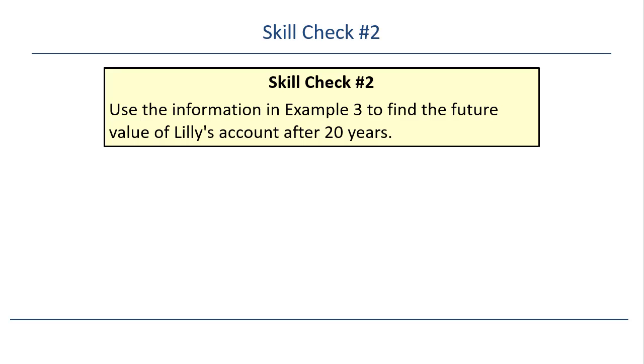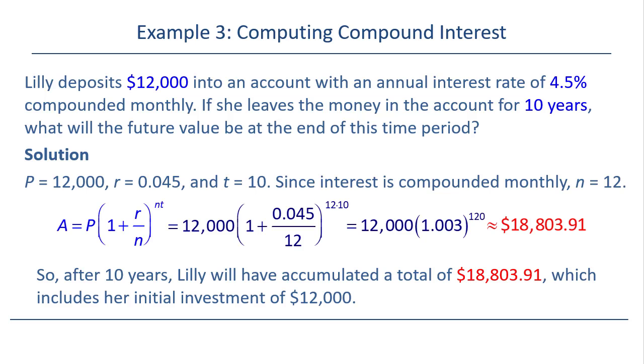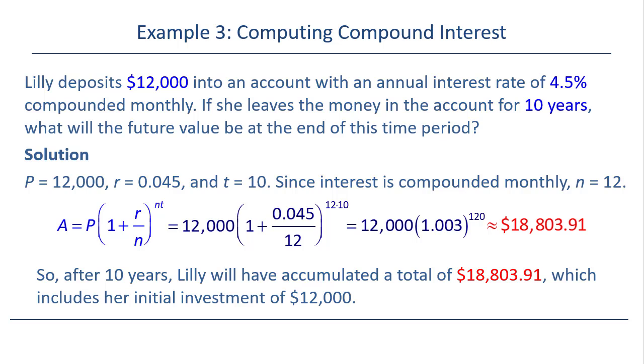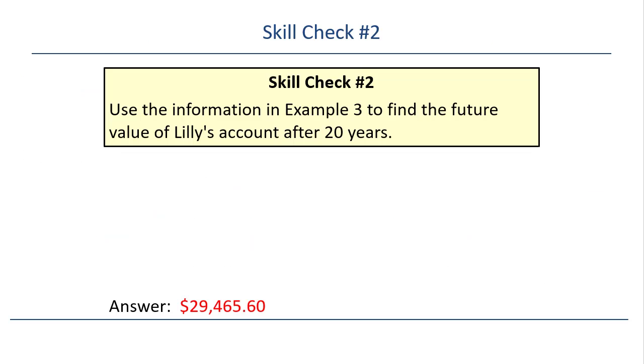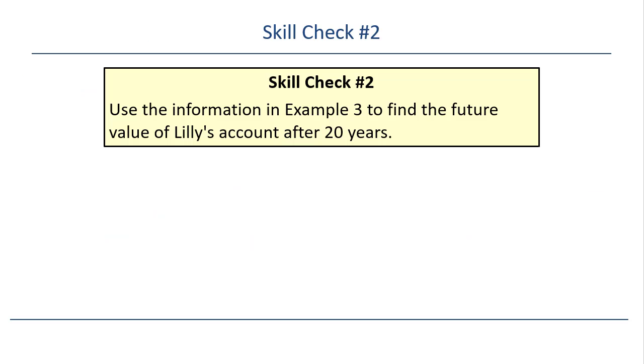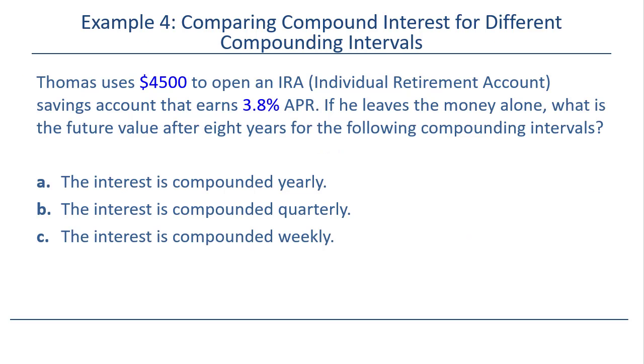So let's try this. See if you can use the information from the previous example and find the future value of Liz's account after 20 years. So what are you going to change for 20 years, right? There's only one thing you're going to change. All right, pause it, see if you can get the right answer. Did you get 29,465? Did you see how much bigger it got in another 10 years? We went from 18.8 to 29.4. That's huge, right? That's how interest works. It grows faster and faster and faster the longer you let it go.